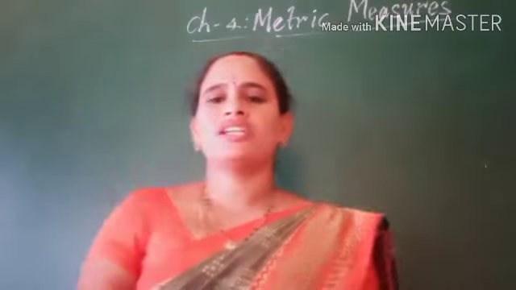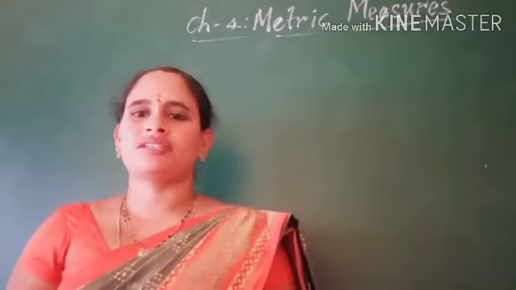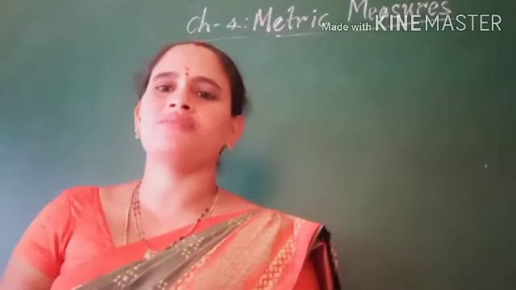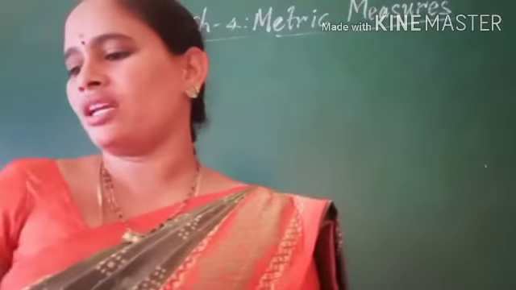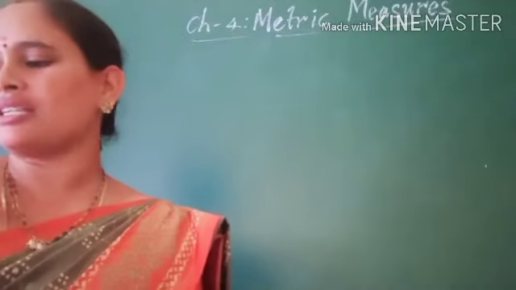Good morning children. Already we discussed operations on measurements: addition, subtraction, multiplication, and at the same time, division. They are given in exercise 4.3. In the first Roman numeral, add the following metric measures and write the sum in both the ways.